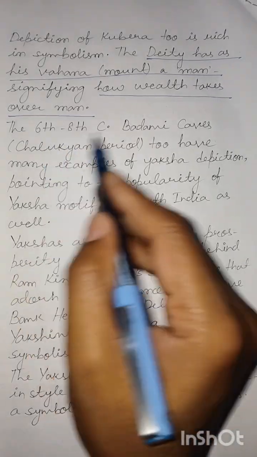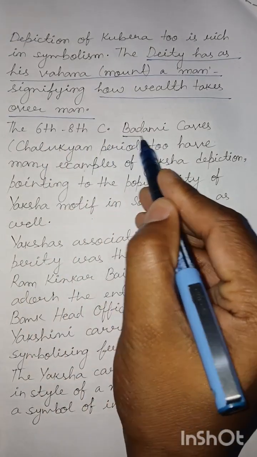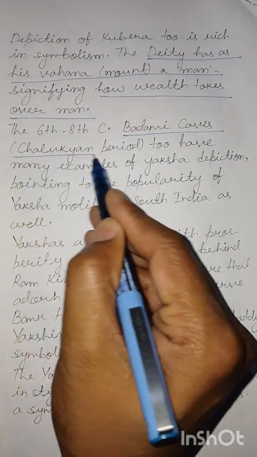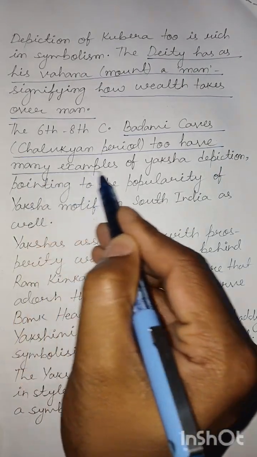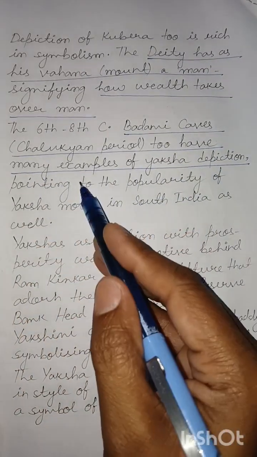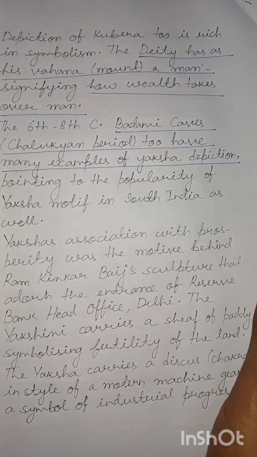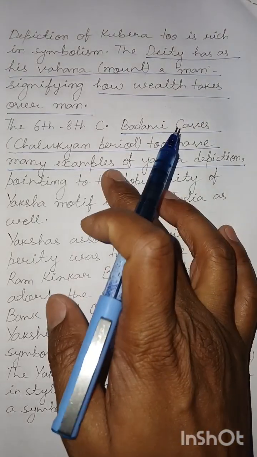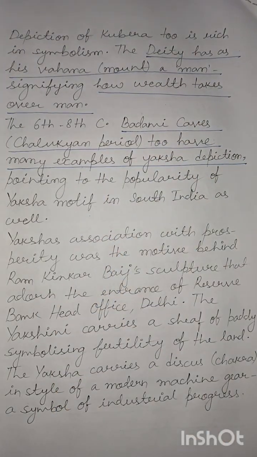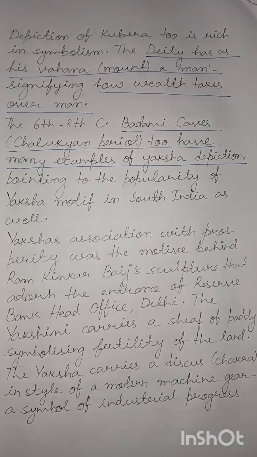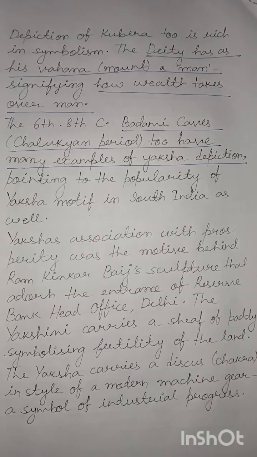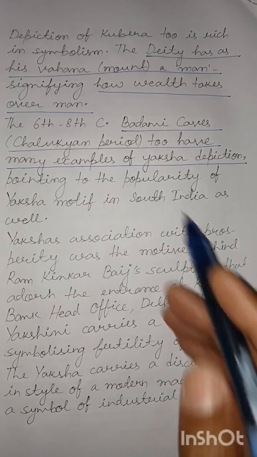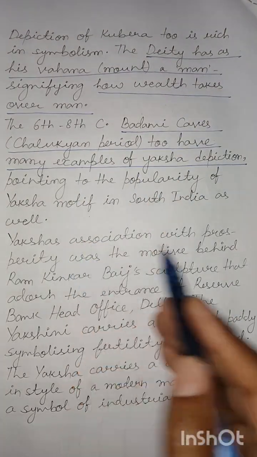Then the 6th to 8th century Badami caves, of the Chalukyan period, have many examples of Yaksha depiction, which would point to the popularity of the Yaksha motif in South India as well. So we can say with some confidence that by the 6th to 8th century, if not earlier, the practice of depiction of Yakshas and Yakshinis had permeated to the deep south as well. In this case, Karnataka, the Chalukyan period.